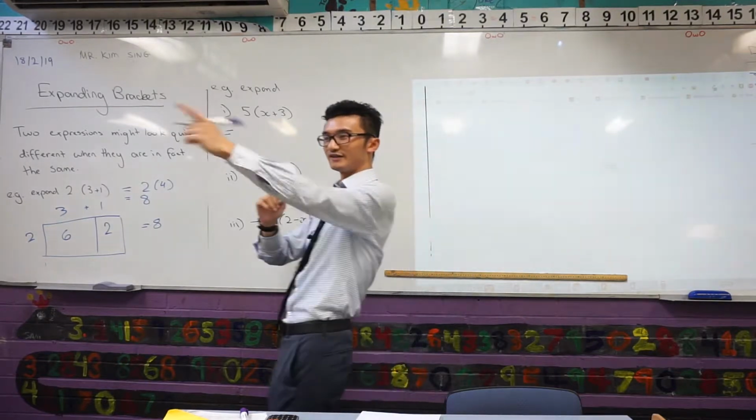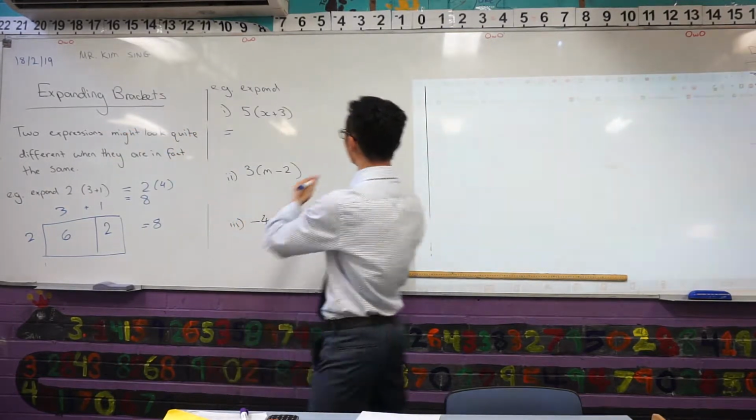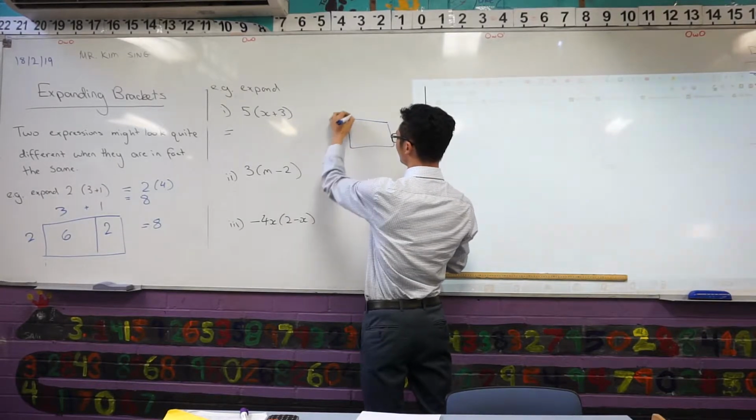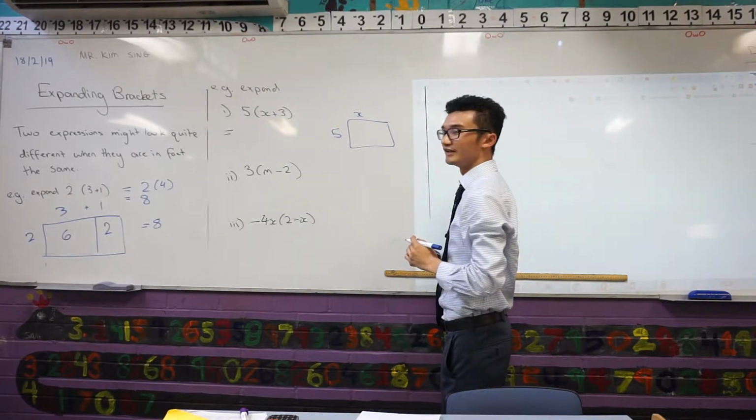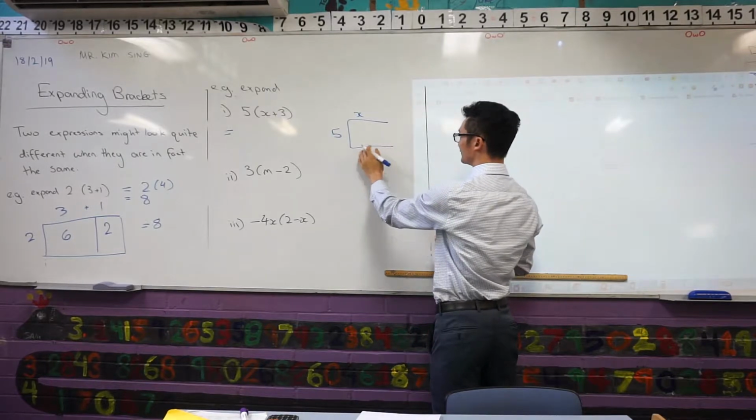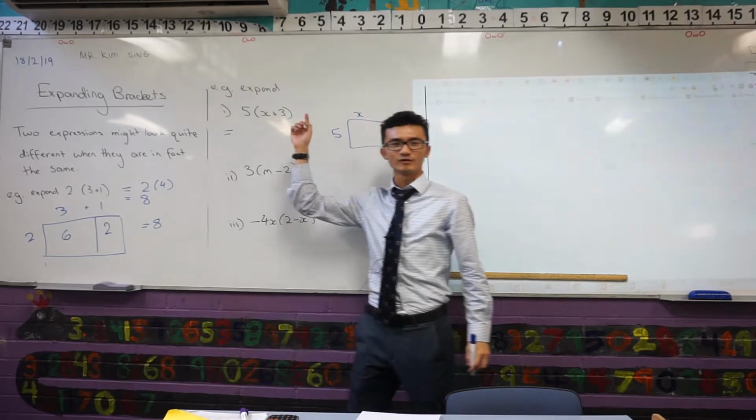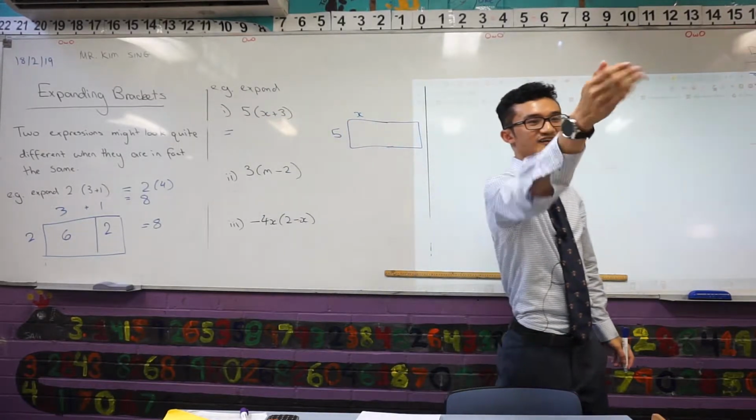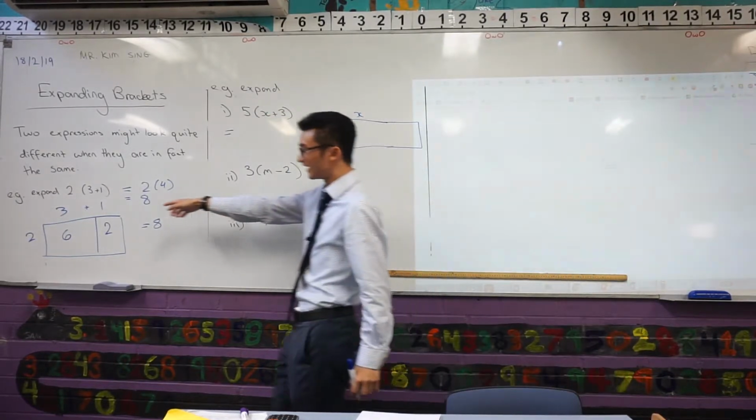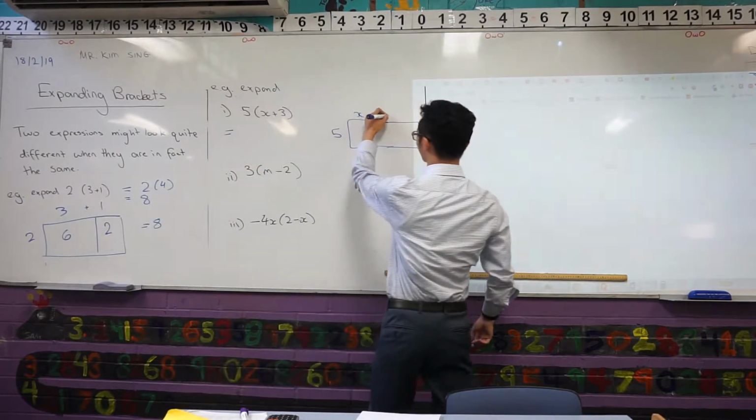Oh, I heard something. Max? 5 and x. So maybe like this. Is that what you're thinking? Yeah? Then notice something different. We're not just multiplying x though, are we? What are we multiplying? Go, Mia. x plus 3. So just like I had here, I had 3 plus 1, so I'm going to have x plus 3 here.